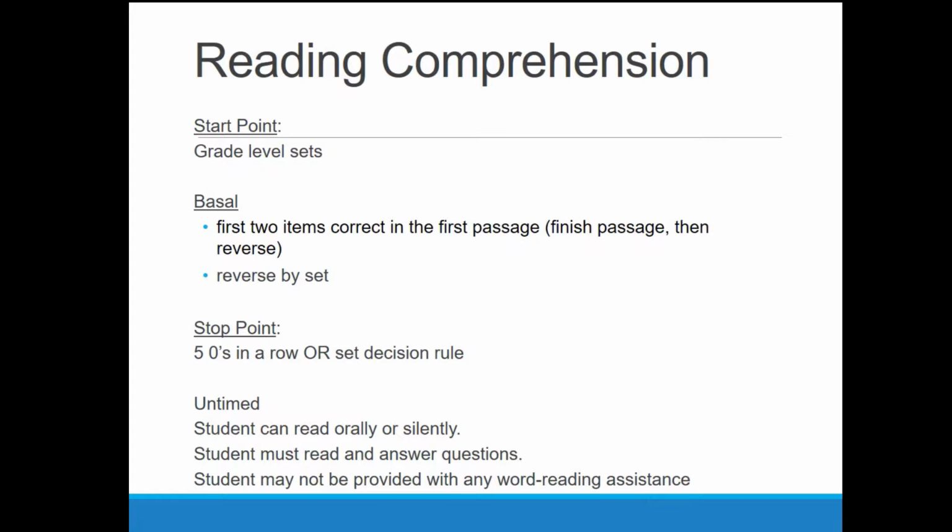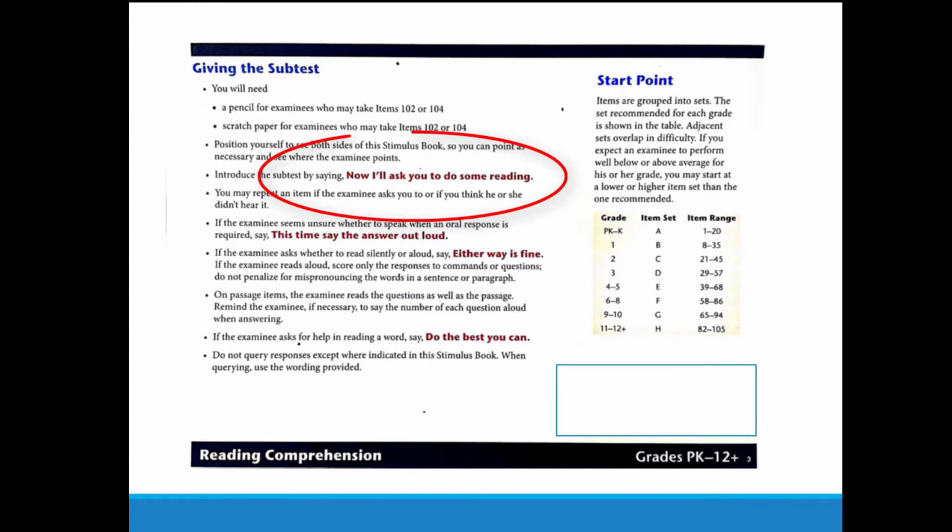Reading comprehension is untimed. For many of the items, students are asked to read a passage and answer the questions. Students must read and answer the questions independently. The examiner may not read any words or any questions to the students. During this test, students may read orally or silently. One last administration guideline is that students cannot be provided with any assistance with reading any words during the test. This includes hints, suggestions, or provisions of proper nouns. You begin administration by saying, "Now I'll ask you to do some reading."